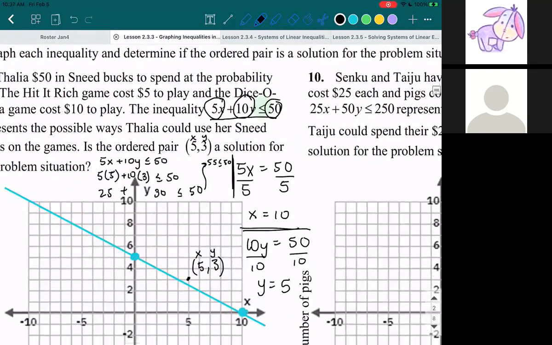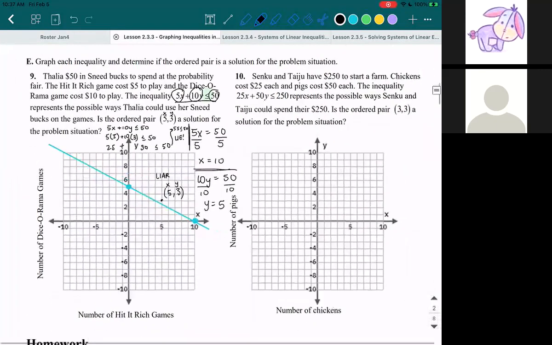Is that true? Is 55 less than or equal to 50? No, 55 is greater than 50. So this is a lie. This point is a liar. And if this point is a liar, do you want to shade its region? No, you want to stay away. You want to shade the other region. So I'm not going to shade above, because above is where the liar is. I'm going to shade below.